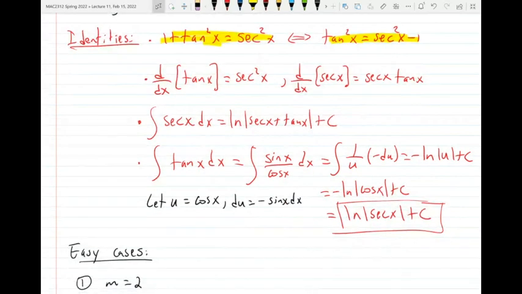And just to remember, what's the integral of tangent and the integral of, I didn't write the integral of secant here. Oh, yeah, it is. And the integral of secant is ln of secant plus tangent. Okay?